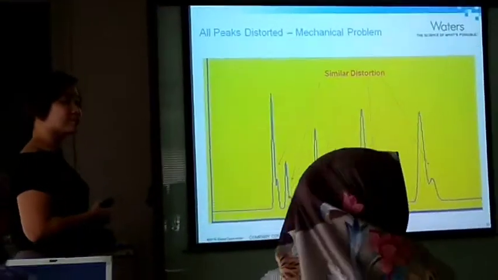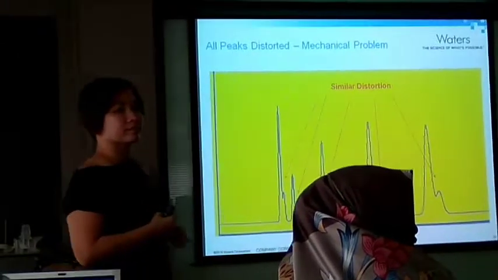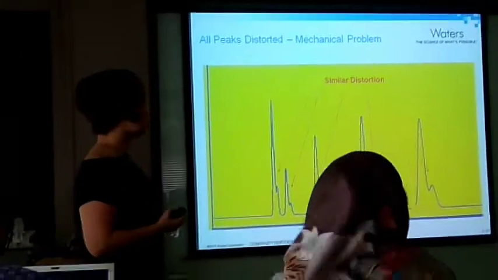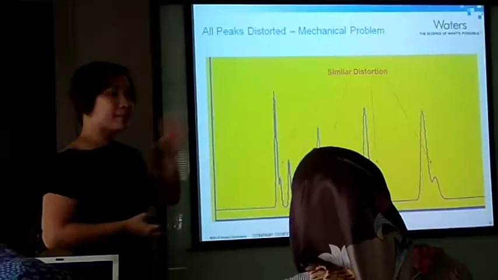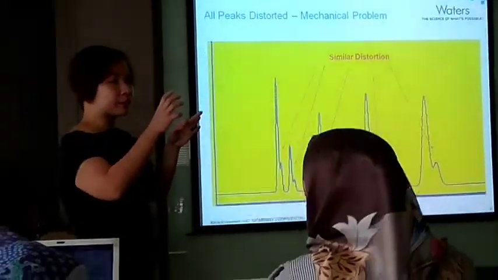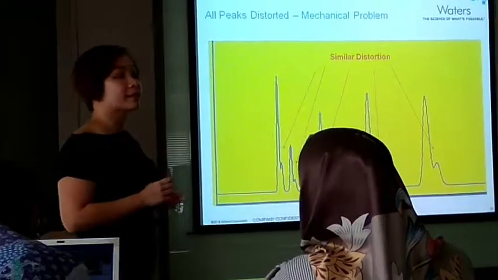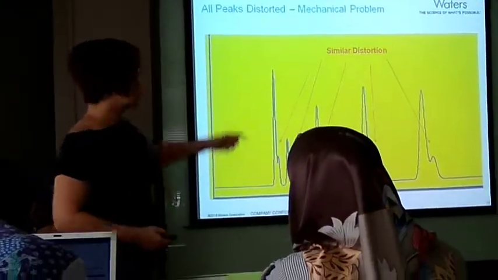The peak splits, right? Sometimes. In really bad cases, you see this, right? You see all the peaks are split, right? That means there's some connection in your system that's not connected properly. That's why you see all the peaks split.